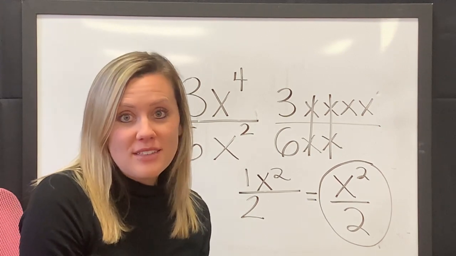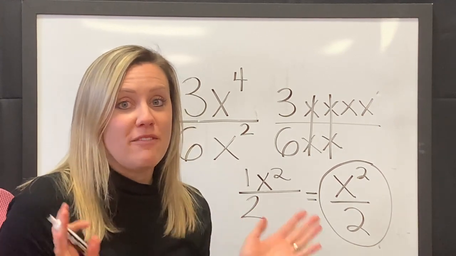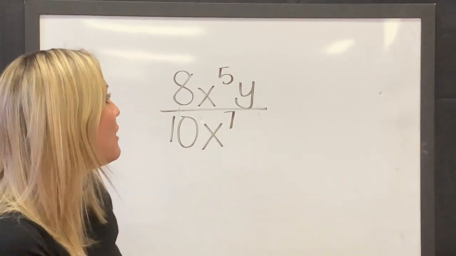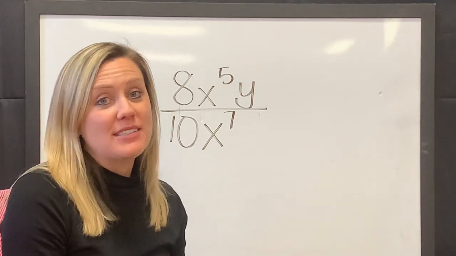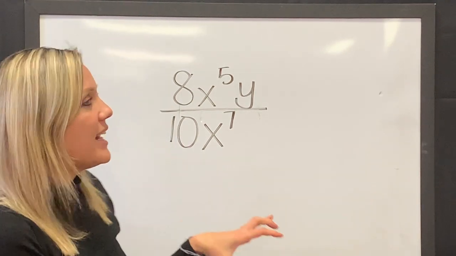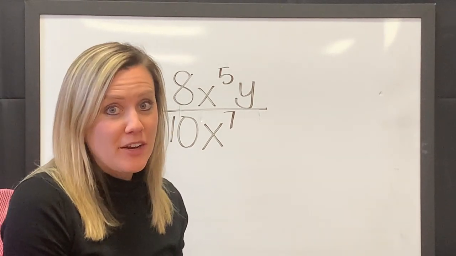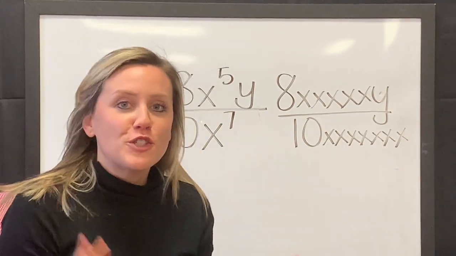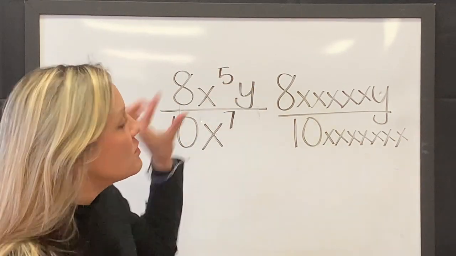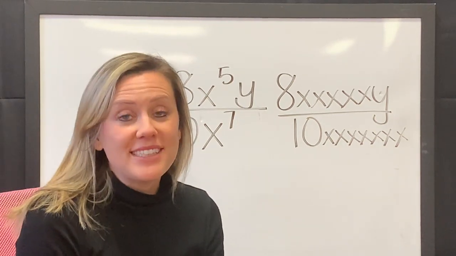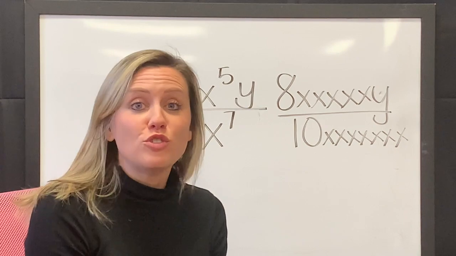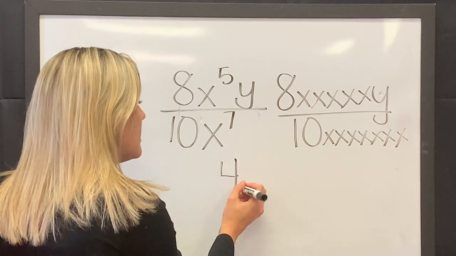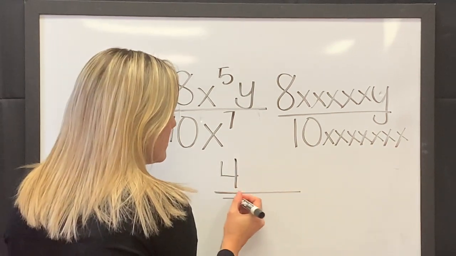We are going to do 2 more examples, both involving numbers and variables. Here is our next example. We have 8x to the 5th power y divided by 10x to the 7th power. So I'm just going to write it how I want you guys to see it in your head. Okay, so the first thing I want you to do is reduce this 8 over 10. If you notice, 8 and 10 are both even numbers, so 2 goes into both of those evenly. 2 goes into 8 4 times, and 2 goes into 10 5 times.